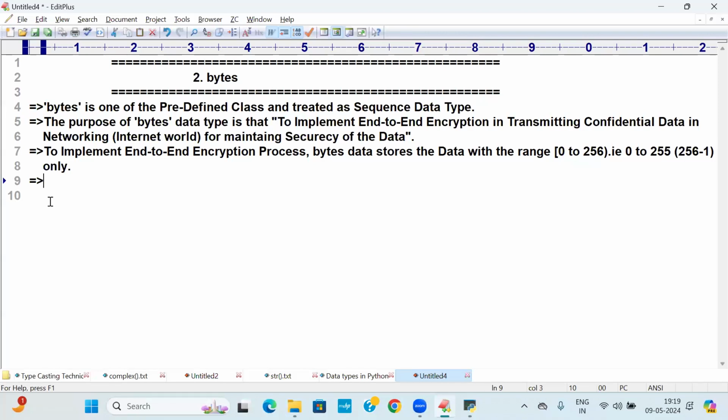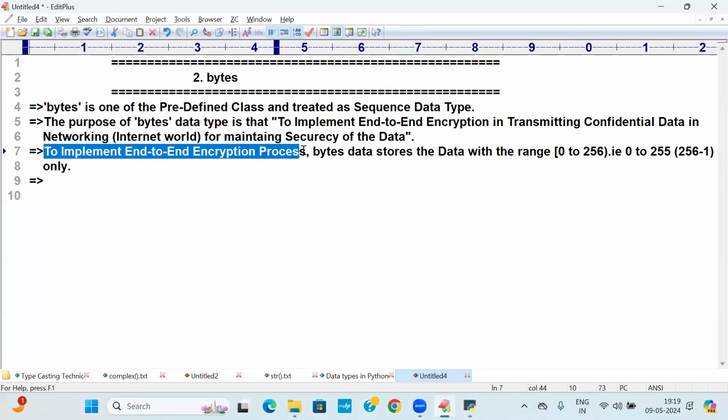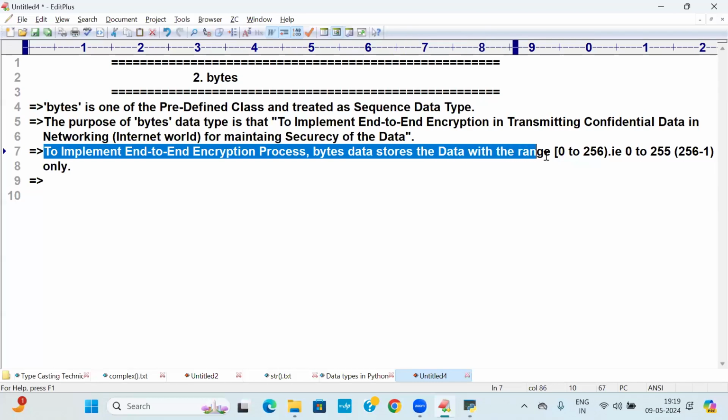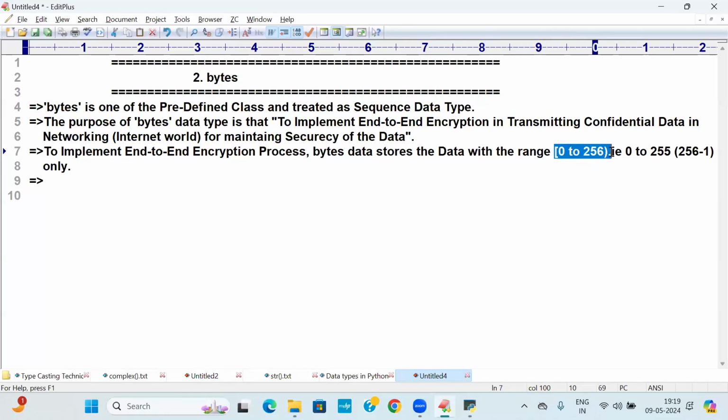Correct? Now coming to the point back. Now students, certain subject should always be there in the mind. Okay, students, no issue. Coming to this place, now I'm talking about implementing the end-to-end encryption process. The bytes data type stores data in the range of 0 to 256.